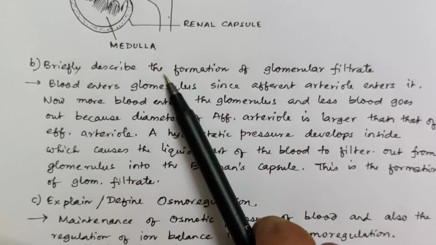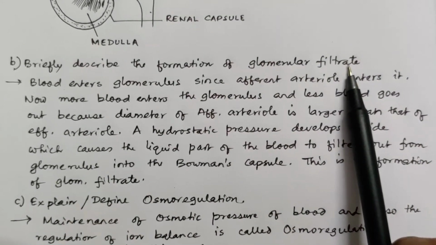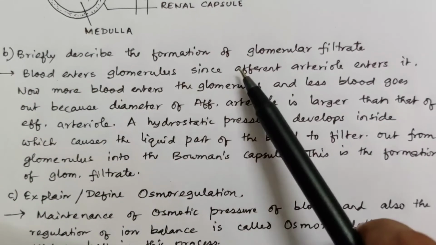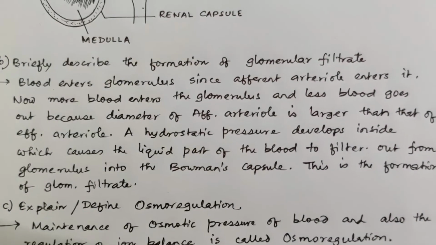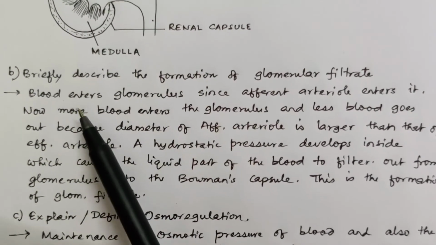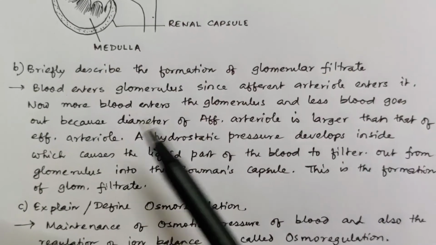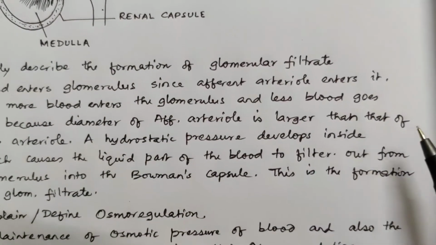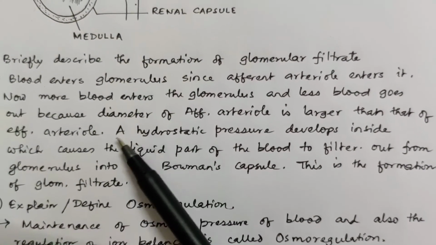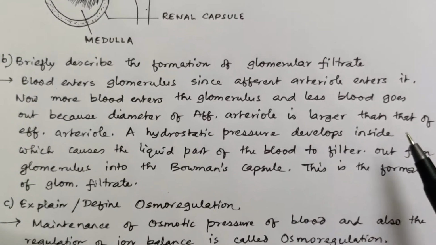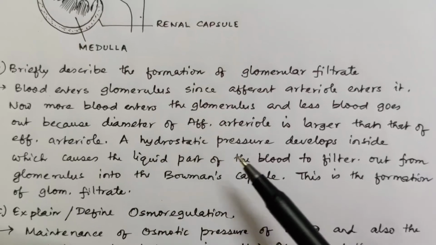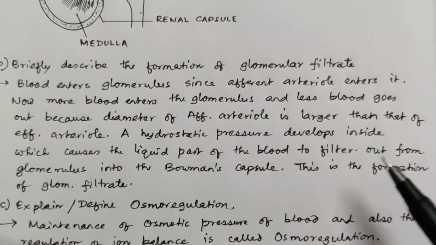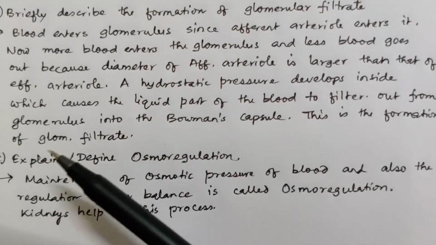Question number B. Briefly describe the formation of glomerular filtrate. Now explanation is, blood enters the glomerulus since afferent arteriole enters it and efferent arteriole leaves it. Now more blood enters the glomerulus and less blood goes out because there is a difference in diameter. The diameter of afferent arteriole is larger than that of the efferent arteriole. Therefore, a hydrostatic pressure develops inside, which causes the liquid part of the blood to filter out from the glomerulus into the Bowman's capsule. This is the formation of glomerular filtrate.